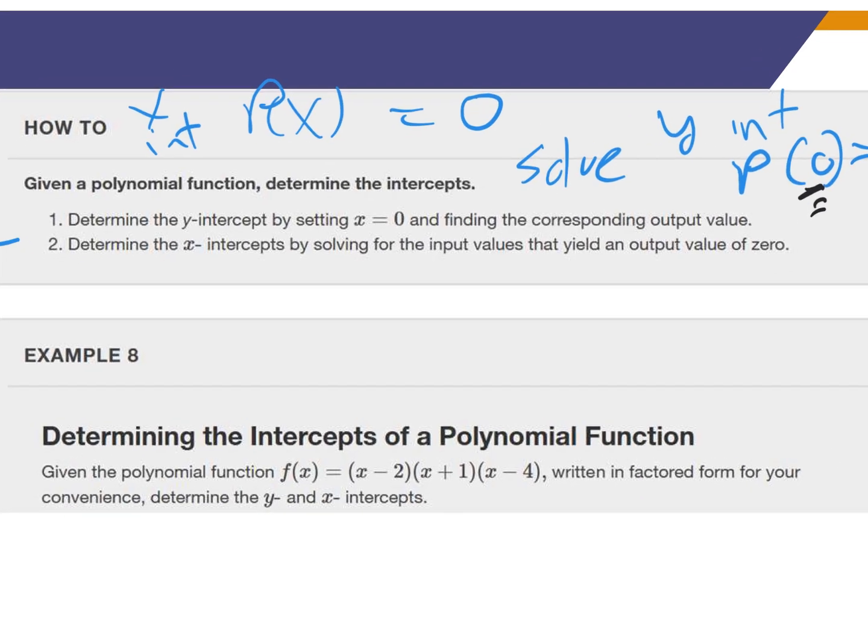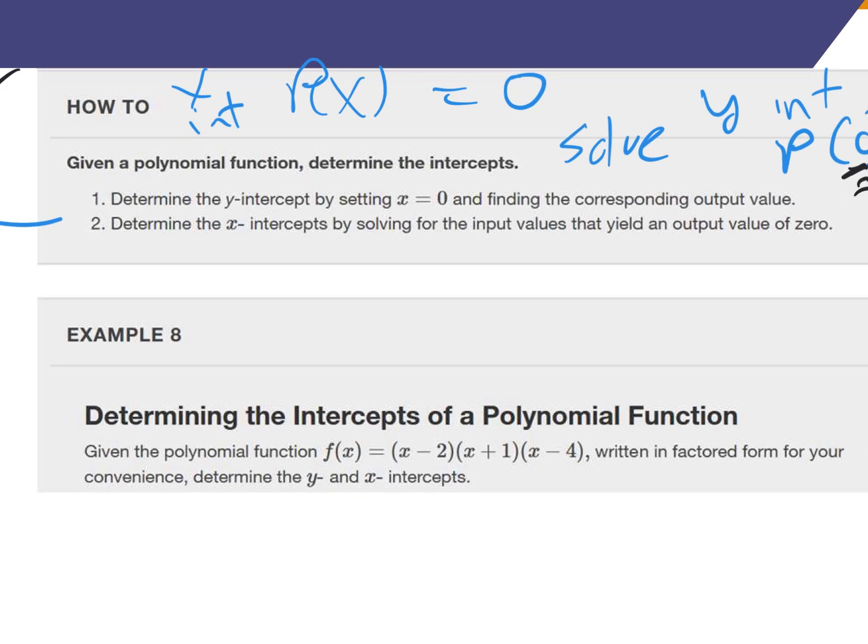I'm plugging in a 0 for x. What'd they say? Number 1, they said, determine the y-intercept by making x equal to 0. That's what I just said. And then find the corresponding y value. That's what the output means. To find the x-intercepts right here, that means we need to solve for the input values that yield the output of 0. That just means take your function, set it equal to 0, and then solve it. That's what I said too, solve it. Not as easy as that sounds though.